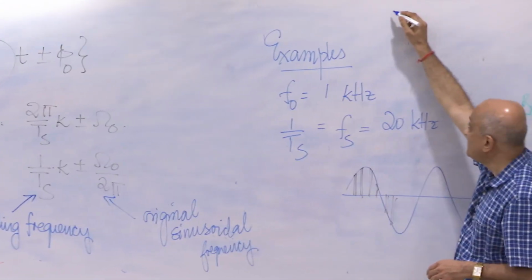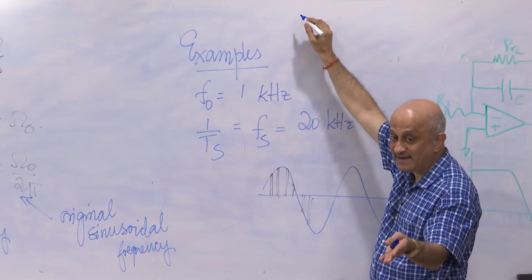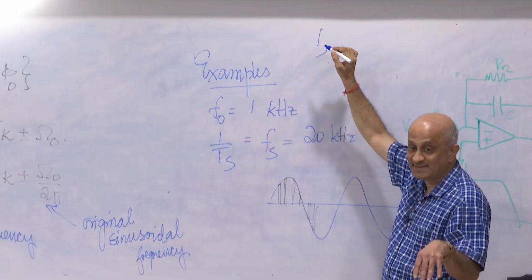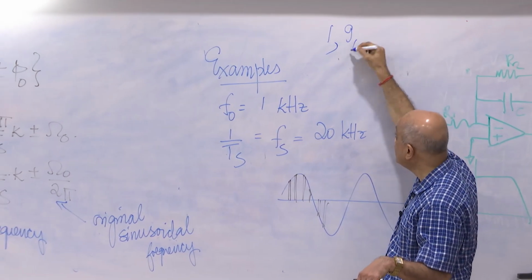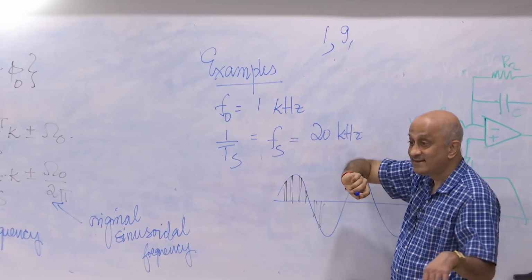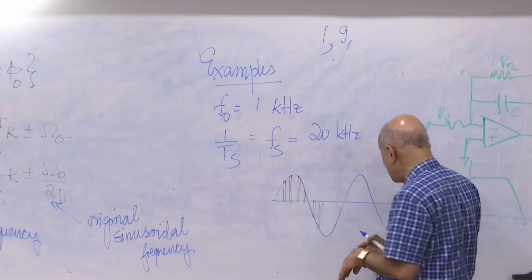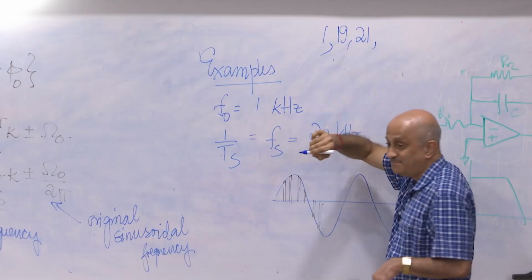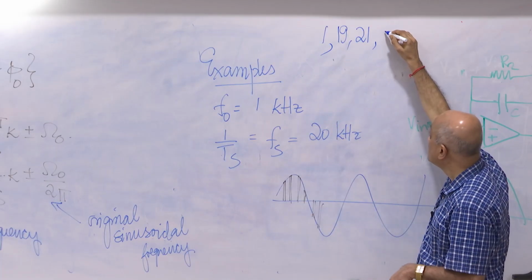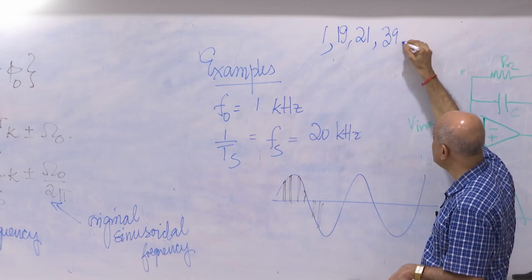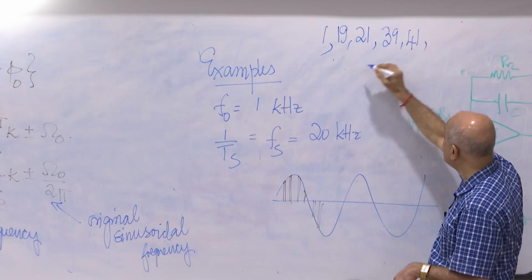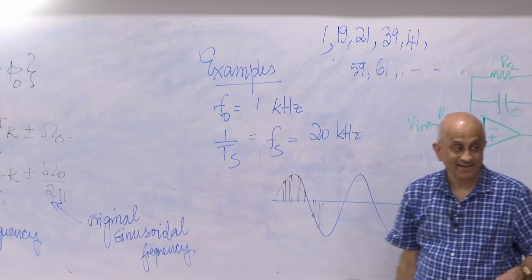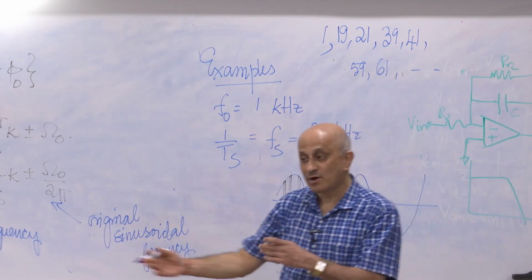Yes, let's list them. Let's begin with 1. For k equal to 0, you have 1. What is the next one? 19 and 21, yes, then 39 and 41, that's correct. 59 and 61 and so on, isn't it? And this can go on forever.